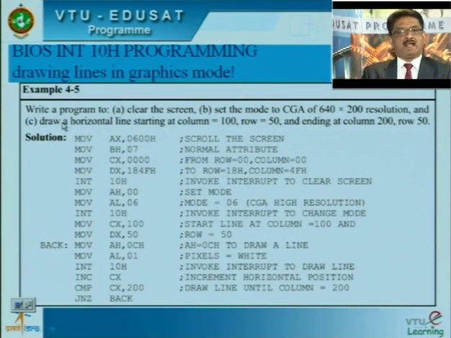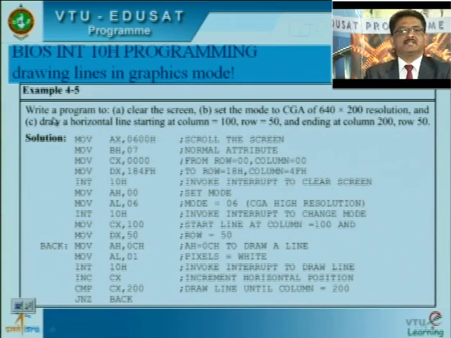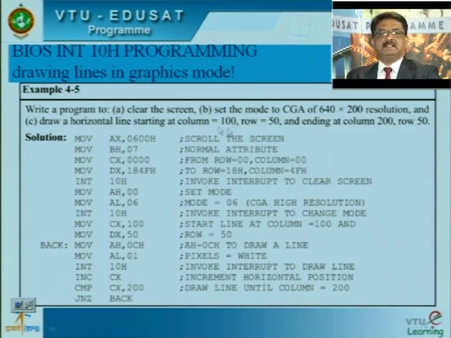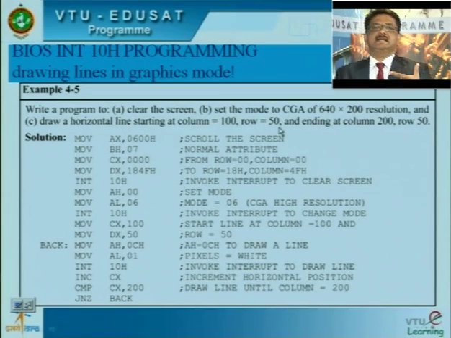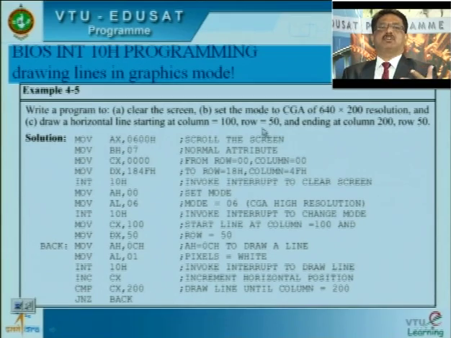Here is a program which I have extracted from the textbook. Write a program to clear the screen, set the mode to CGA mode, that is 640 into 200 resolution, and third, draw a horizontal line starting at column 100 and row 15. So what should I do? First I should clear the screen, next set the video mode, and then third draw a line.